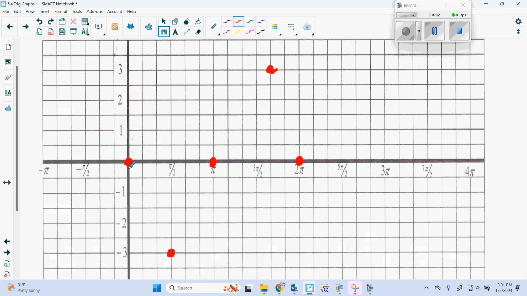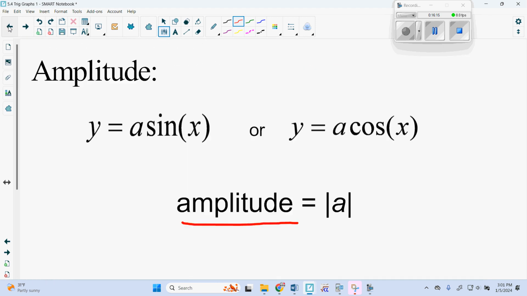Now, we connect our dots with our curved lines, and that's not great, but you can get the idea. Okay? So that is how we change the amplitude. It's this number in front.